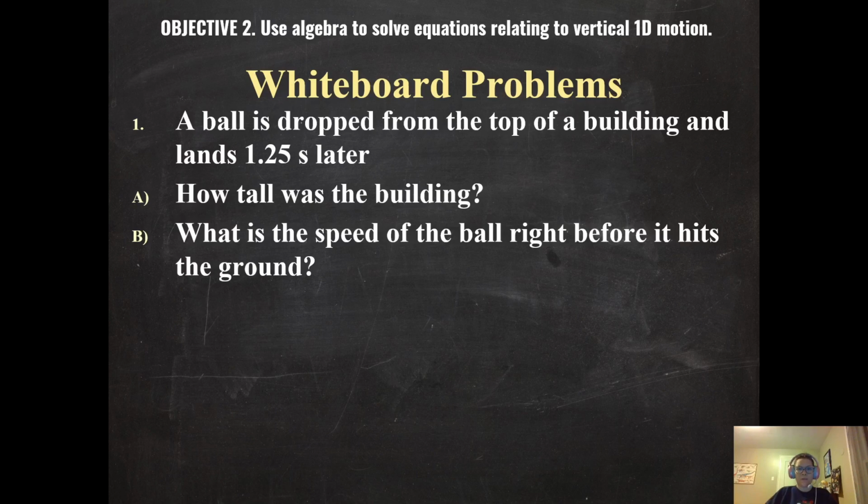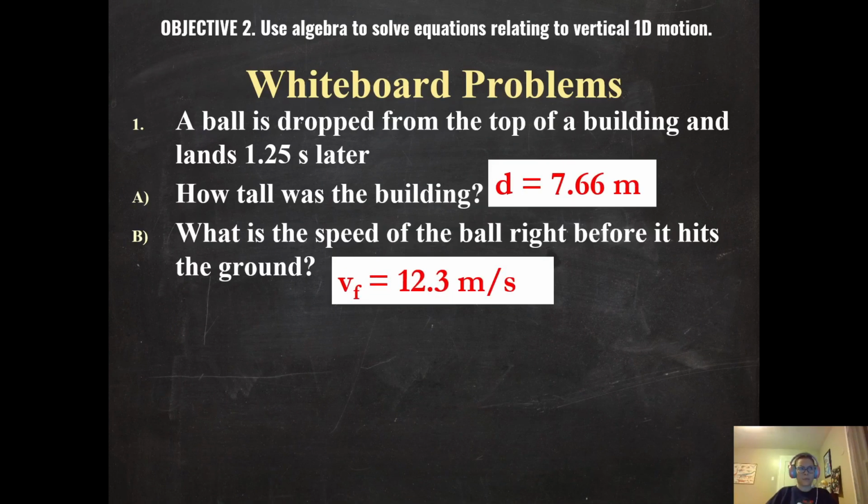A ball is dropped from the top of a building and lands 1.25 seconds later. Part A, how tall was the building? And part B, what is the speed of the ball right before it hits the ground? Go ahead and pause, take your time, make sure to draw a picture and go through the GUESS method, then check your answers. Posted are our answers to this whiteboard problem.